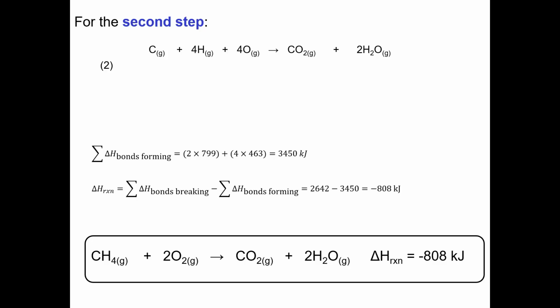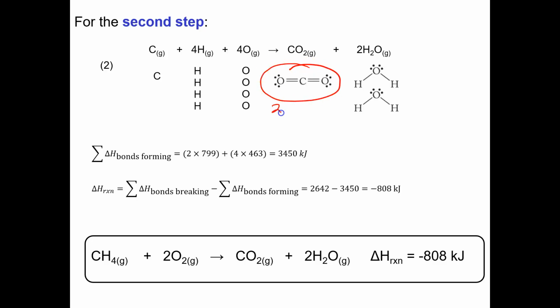For the second step, we're going to add together all of the bond energies for what we're forming, right? So in this case, we're forming 2 carbon to oxygen double bonds, and we're forming 1, 2, 3, 4 oxygen to hydrogen single bonds. So when we add all of that together, that's what we get for the sum of all of the bond energies for what we're forming.